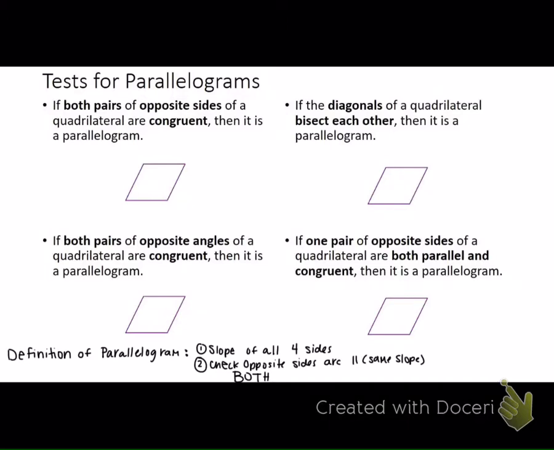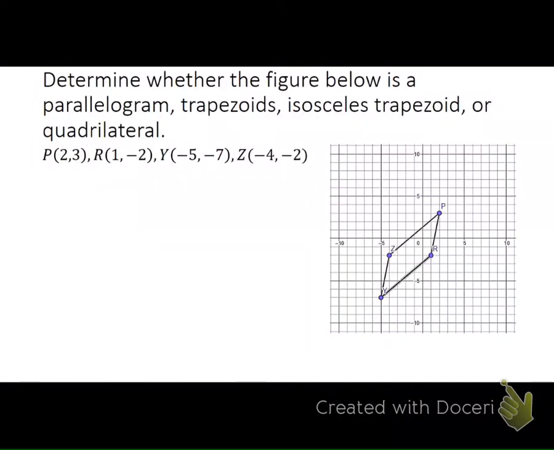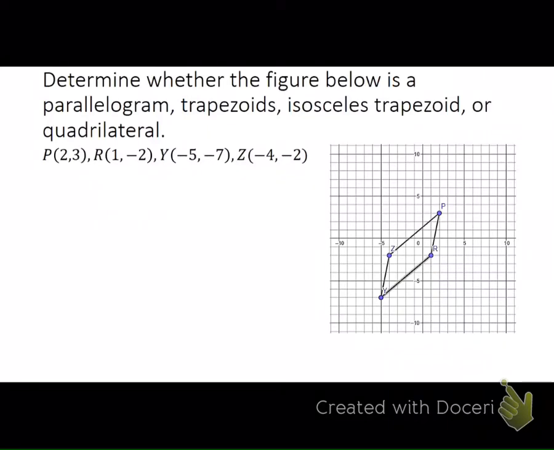And this is very similar to what we did with the trapezoid. Didn't we find the slope of all four sides at the beginning of a trapezoid too? So that doesn't really change where we're starting from, which is really nice. All right. Determine whether the figure below is a parallelogram, trapezoid, isosceles trapezoid, or just a quadrilateral.